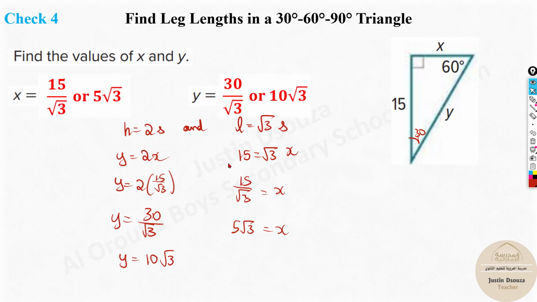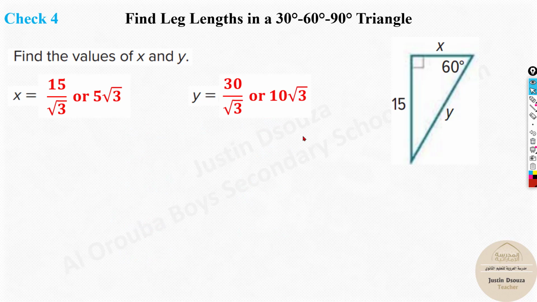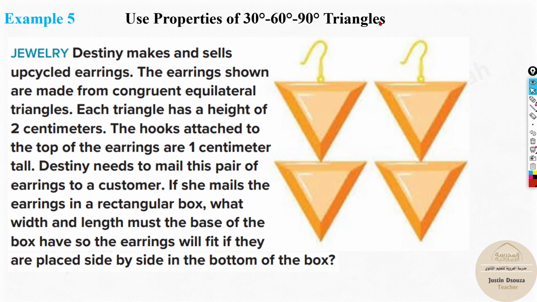So these are the two possible answers: 30 root 3 or 10 root 3, 15 root 3 or 5 root 3. I hope this is clear, because this is very easy and simple and straightforward. And now we have a real world problem where we will have to use 30, 60, 90 degrees itself.